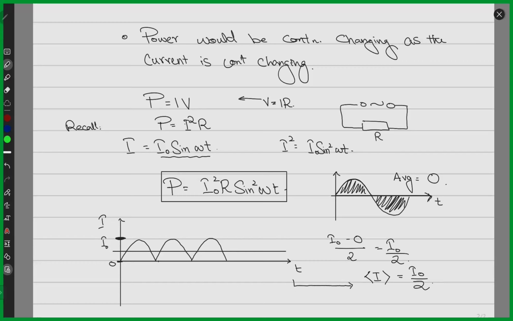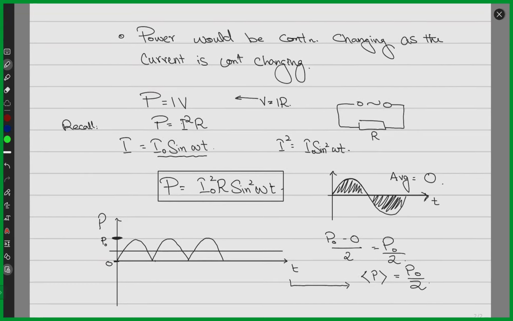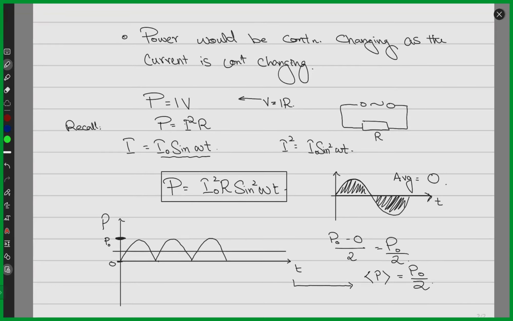Actually, this is not current. I should write it as power, right? Because current is not a sine squared function. So let's just say that this is some P naught, maximum power. This is P naught, and then this is the average. Okay, so is that clear? Yes, sir.